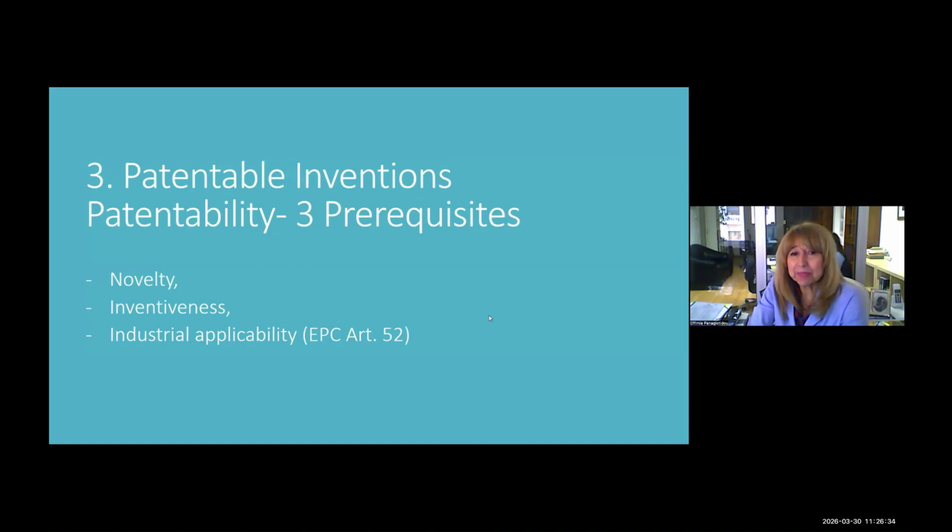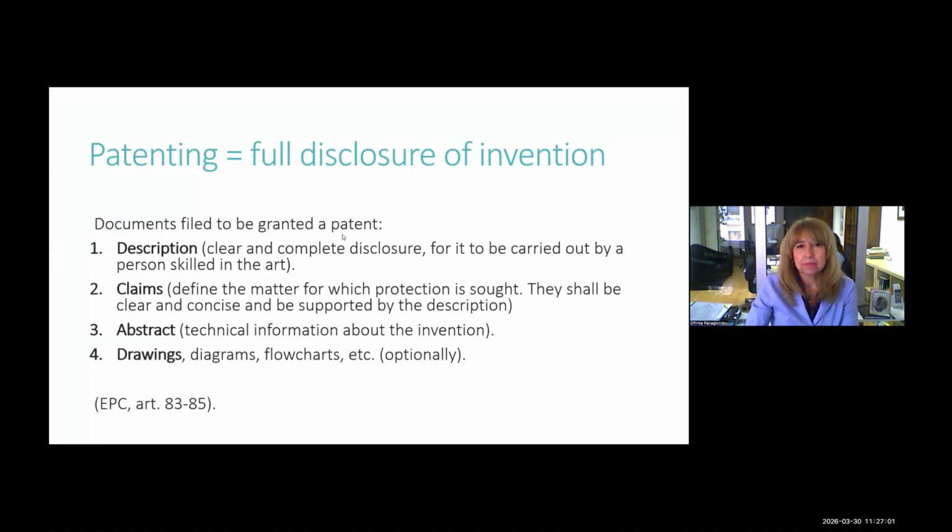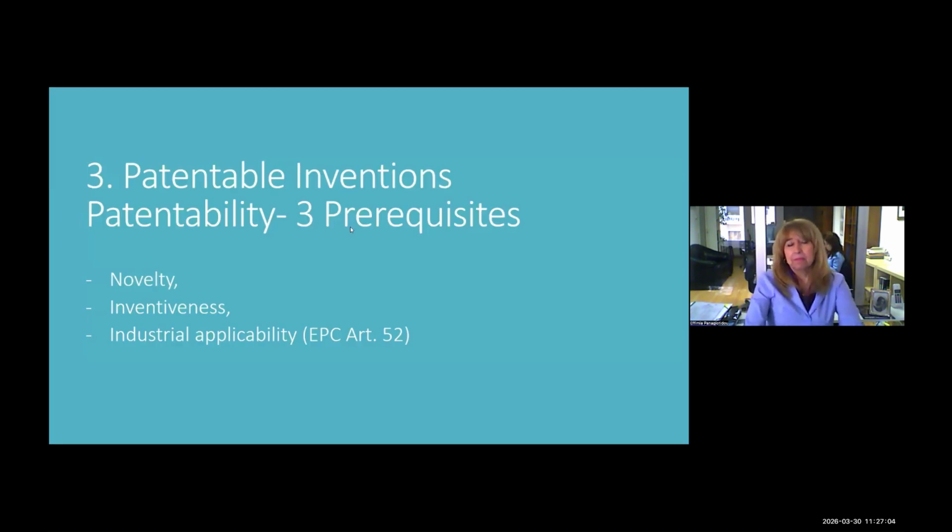So, the third part is patentable inventions, patentability, 3 prerequisites. Now, this part is short, is strictly legal. However, it's not difficult. Some might say that this is knowledge for experts. Maybe this is true, but it is very, very easy knowledge to acquire. It's not something difficult. So, in order to get a patent, 3 prerequisites must be fulfilled. All of them. The novelty, the inventiveness, and the industrial applicability.